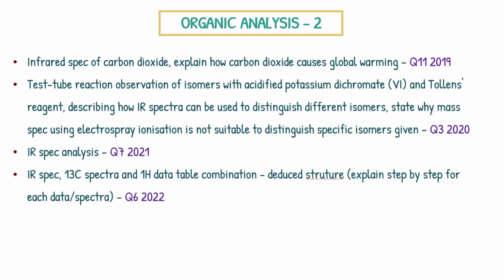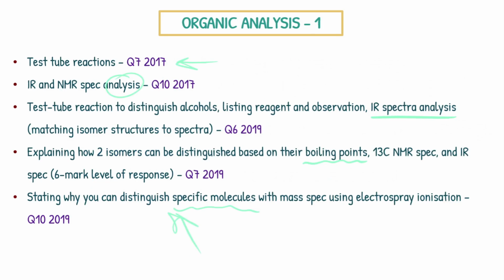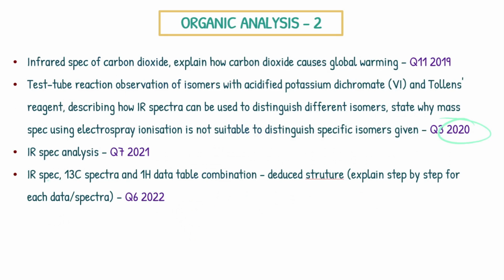All right, part 2 of organic analysis, we have infrared spec of carbon dioxide and explaining how carbon dioxide causes global warming. Next up, a test tube reaction observation of isomers with acidified potassium dichromate and Tollens reagent, describing how IR spec can be used to distinguish different isomers. State why the mass spec using electrospray ionization is not suitable to distinguish specific isomers given. If you see here, this was just asked on the previous slide right here. Okay, so just maybe that's a good one to learn as well. Then we have an IR spec analysis.